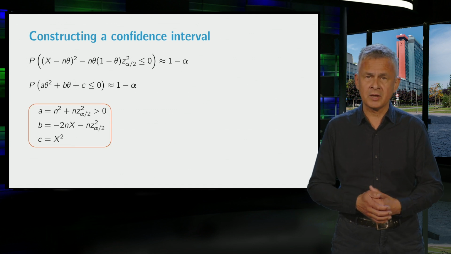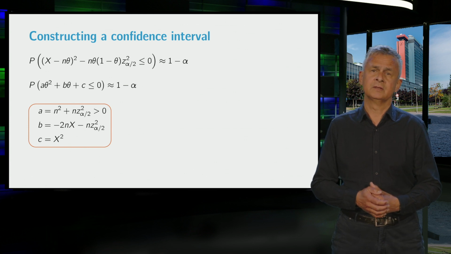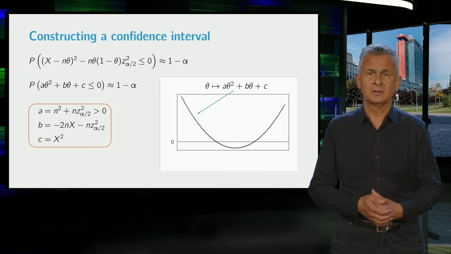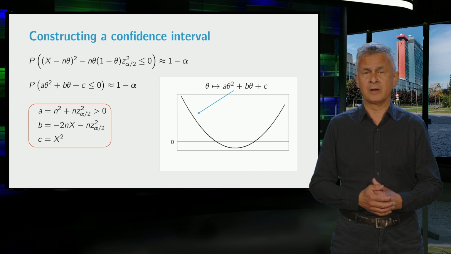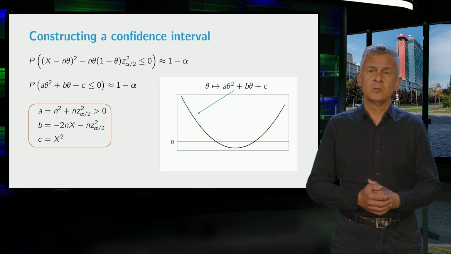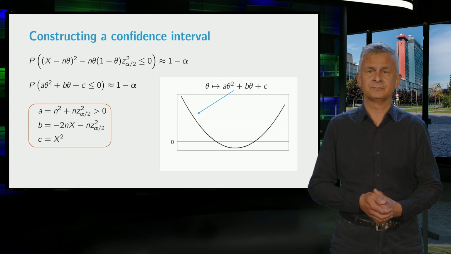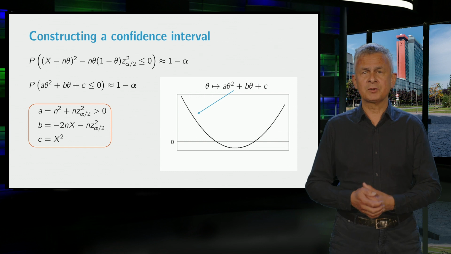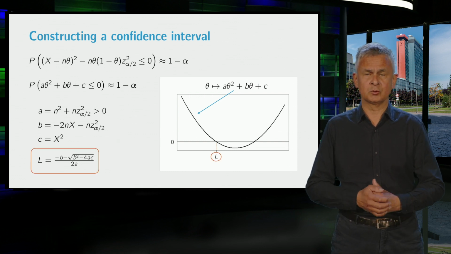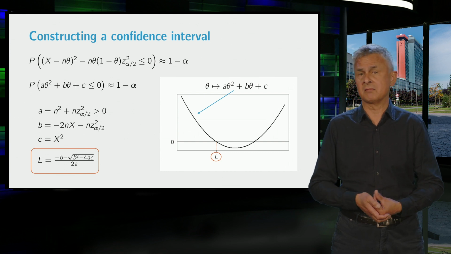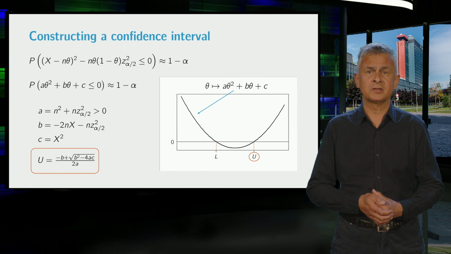Now, you may pause the video here and check that this polynomial has the following coefficients. Since the coefficient of theta squared is strictly positive, the polynomial is a U-shaped parabola. So, we are looking for an interval for which the parabola is below the horizontal axis. Now, when we set this polynomial equal to 0, we find two roots. The smallest root gives the lower endpoint of the interval, say L, and the largest root gives the upper endpoint of the interval, say U.